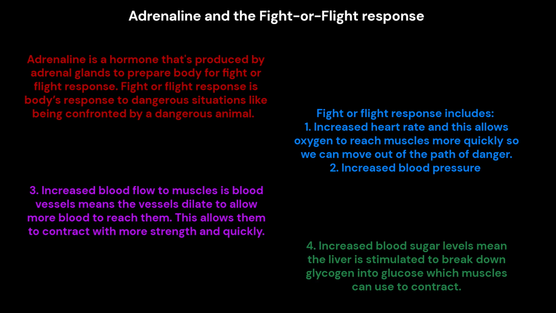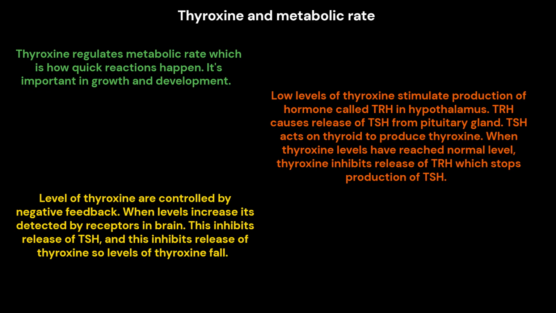The fight or flight response includes: 1. Increased heart rate, and this allows oxygen to reach muscles more quickly so we can move out of the path of danger. 2. Increased blood pressure. 3. Increased blood flow to muscles, which means the vessels dilate to allow more blood to reach them. This allows them to contract with more strength and quickly. 4. Increased blood sugar levels, which means the liver is stimulated to break down glycogen into glucose, which muscles can use to contract.